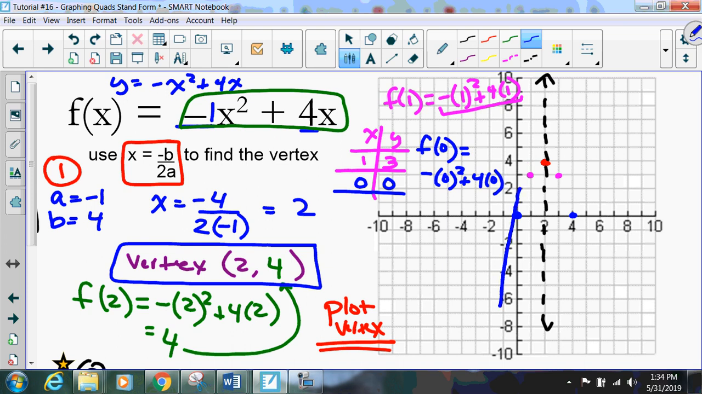Just to go ahead and make our sketch look nice and curvy. We know it should look like a U. In this case, it's an upside down U. And we're going to try our best to include all 5 points that we just found.